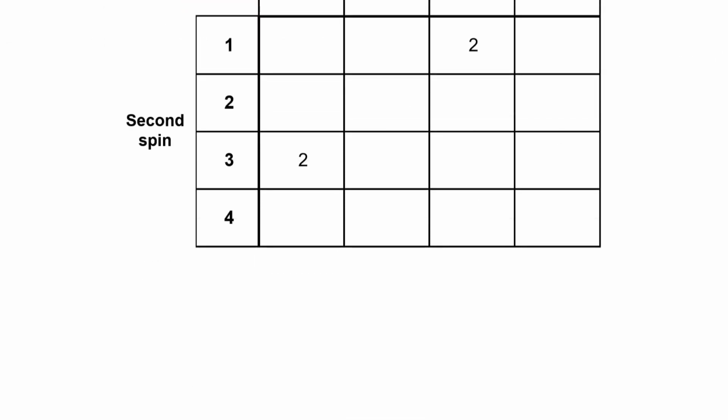So if I got 1 in the first spin and 1 in the second spin, then 1 subtract 1 is 0. If I've got 2 in the first spin and 1 in the second spin, then 2 subtract 1 is 1. 3 subtract 1 is 2, and 4 subtract 1 is 3. If I got 1 in the first spin and 2 in the second spin, then 2 subtract 1 is also 1. 2 subtract 2 is 0. 3 subtract 2 is 1, and 4 subtract 2 is 2. And I can just fill out the rest of the table in the same way.